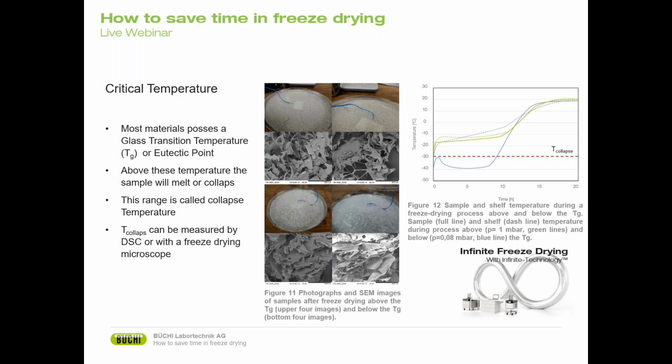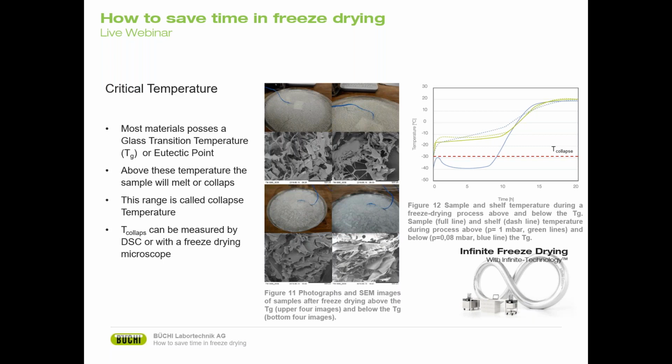Hence, one should be careful to not optimize the process in a way that puts the sample temperature above this temperature. In figure 12, we show 2 freeze drying processes of the same sample with a known collapse temperature at -29 degrees. By changing the pressure, we forced one process to run at -17 degrees and one at -40 degrees.